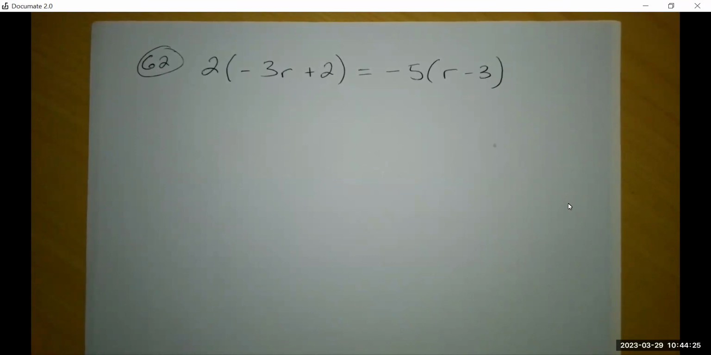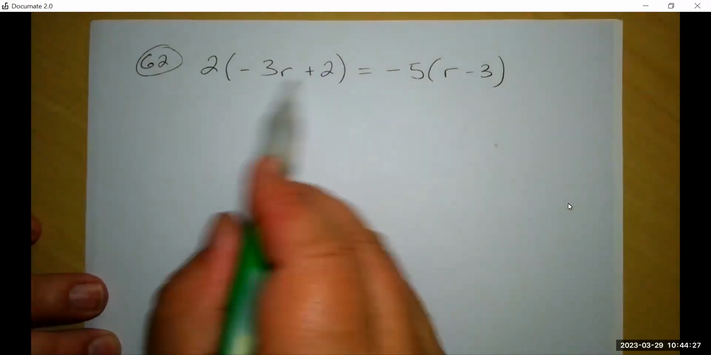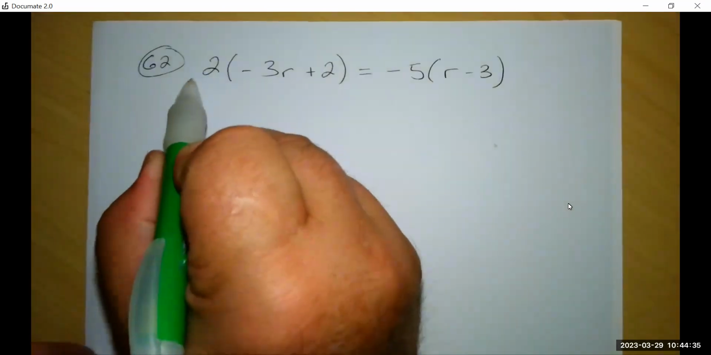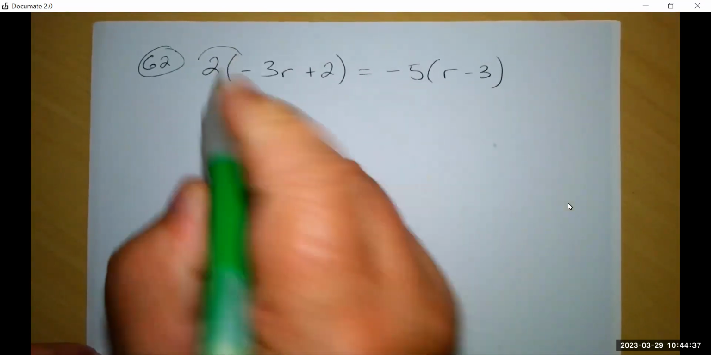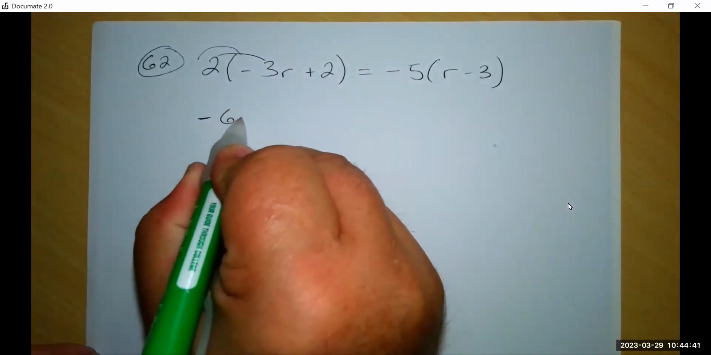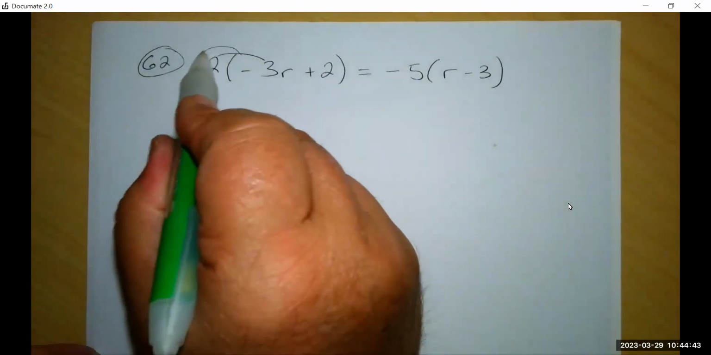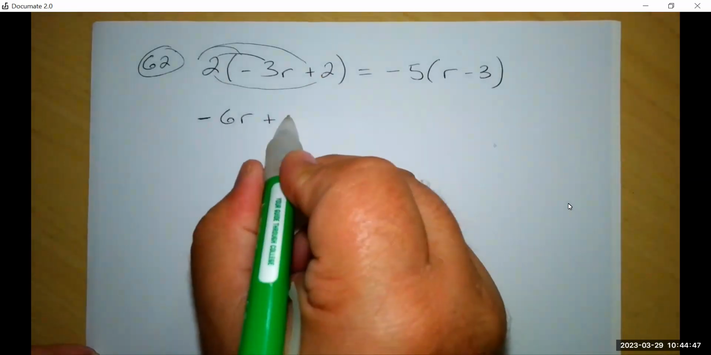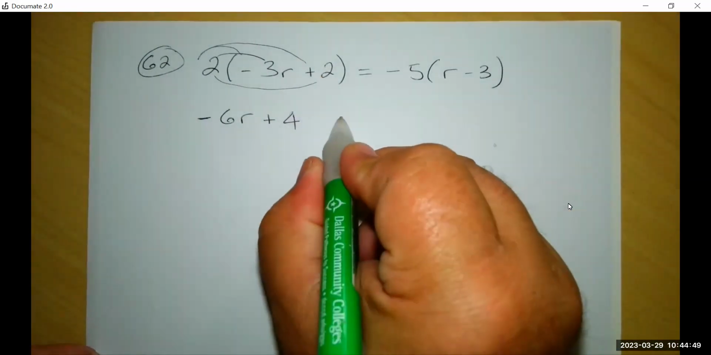Beautiful. Yes. I have to get rid of it. Since I can't do anything inside the parentheses, I have to get rid of the parentheses by the distributive property. Excellent. Remember the name of it. Good job. So how do we do that? Positive times negative is negative. 2 times 3 is 6r. Positive times positive is positive. 2 times 2 is 4. That's it for that one.